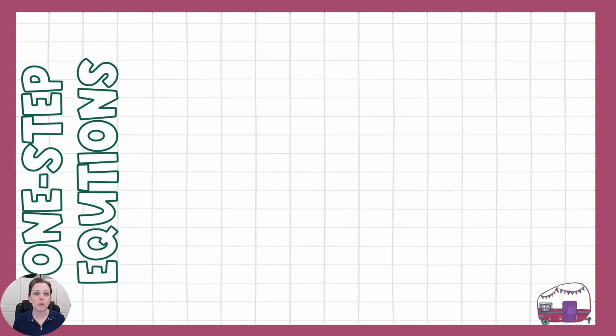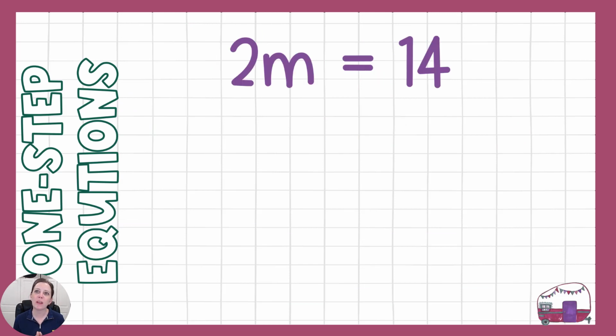Let's go ahead and take a look at this equation. 2m equals 14. The thing about solving equations with multiplying and dividing is that it's actually very similar to adding and subtracting in that you do the opposite. So when we had addition problems, we did the opposite and subtracted. When we had subtraction problems, we did the opposite and added. So now we have a multiplication problem. What's the opposite of multiplying? You got it, dividing.